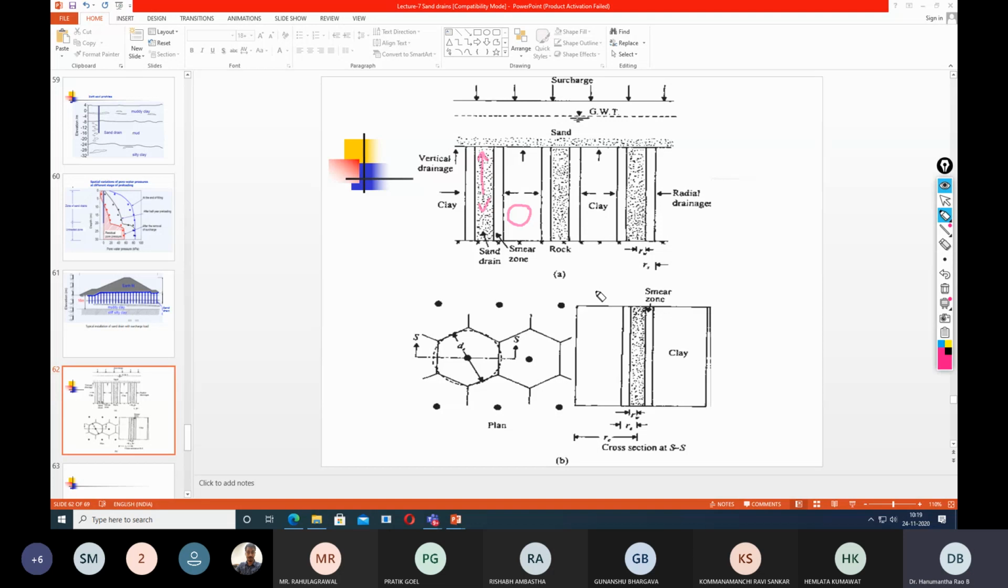Sir, will groundwater affect the functioning of sand drain?